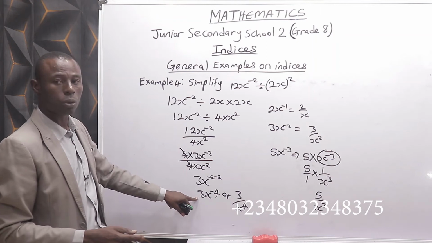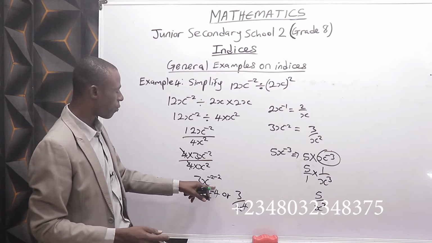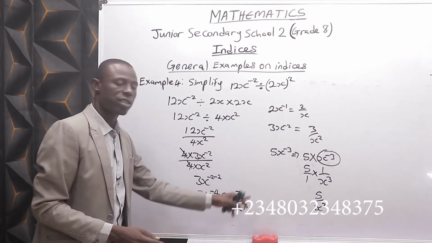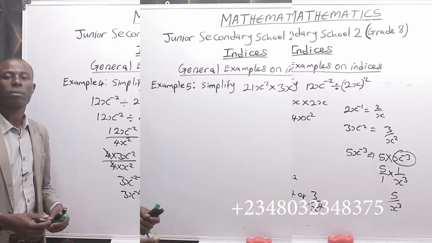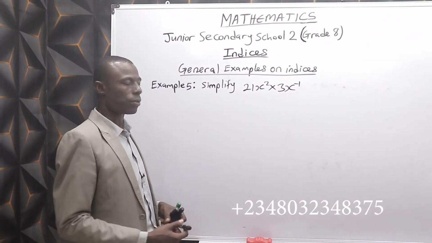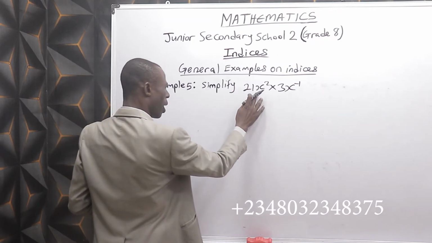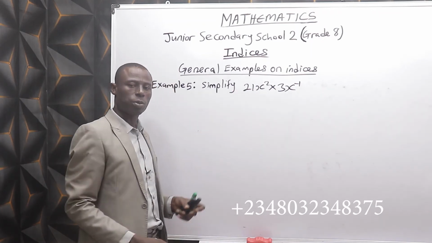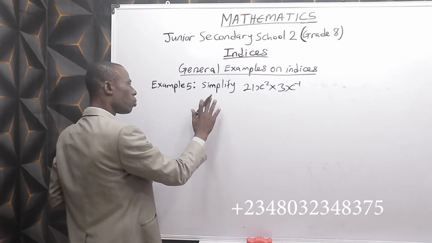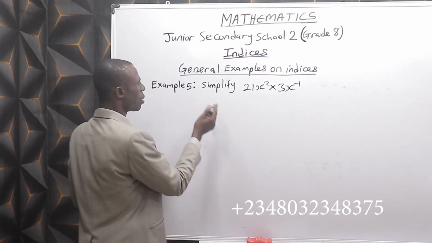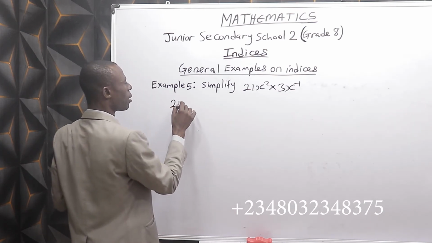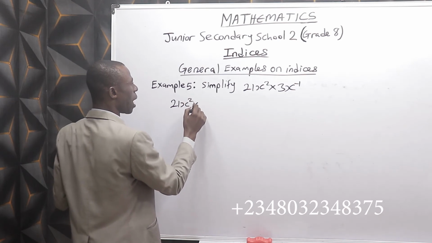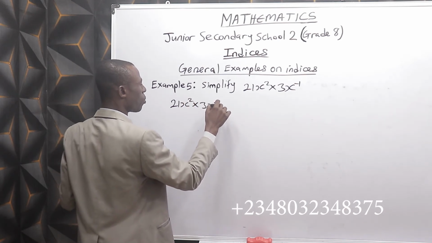Which is the same principle, making 3x raised to the power negative 4 become 3 over x raised to the power positive 4. Let's consider example 5. Simplify 21x raised to the power 2 times 3x raised to the power negative 1. You can approach this in two ways. Number 1, 21x raised to the power 2 times 3x raised to the power negative 1.